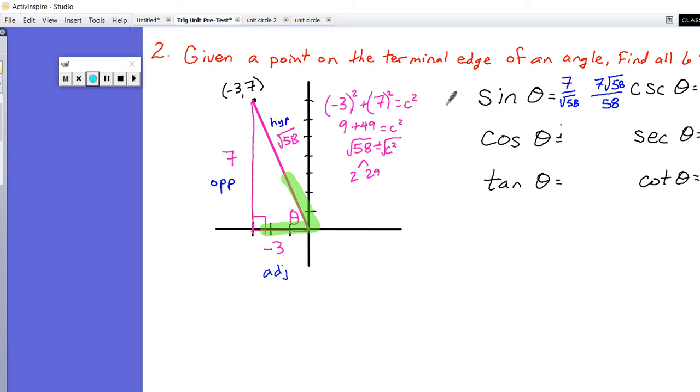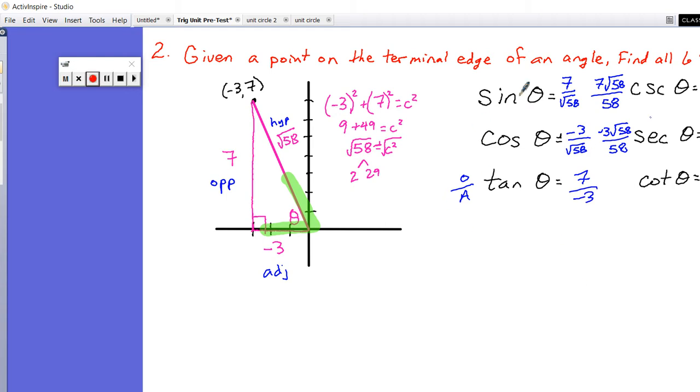The cosine is adjacent over hypotenuse, so that's negative 3 over the square root of 58. So again, I don't like to leave a square root on the bottom, so I multiply top and bottom by the square root of 58. So that's the top multiplied by the square root of 58, and the bottom is just 58. Tangent is opposite over adjacent.